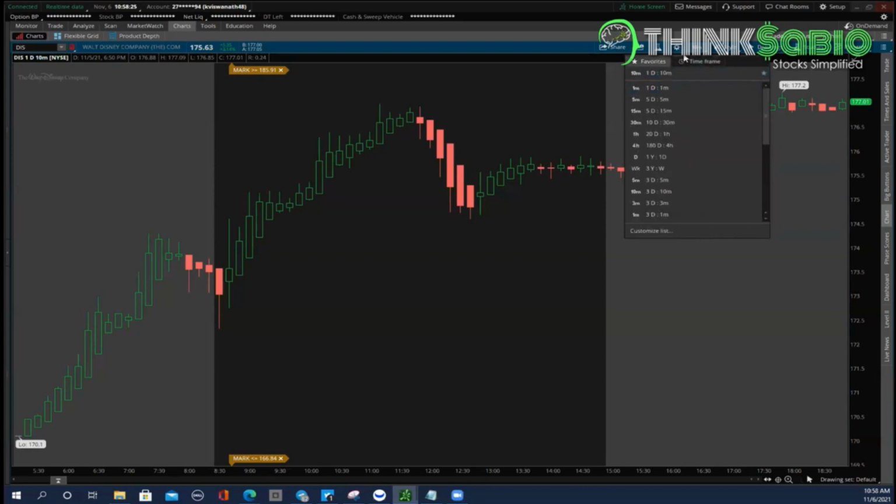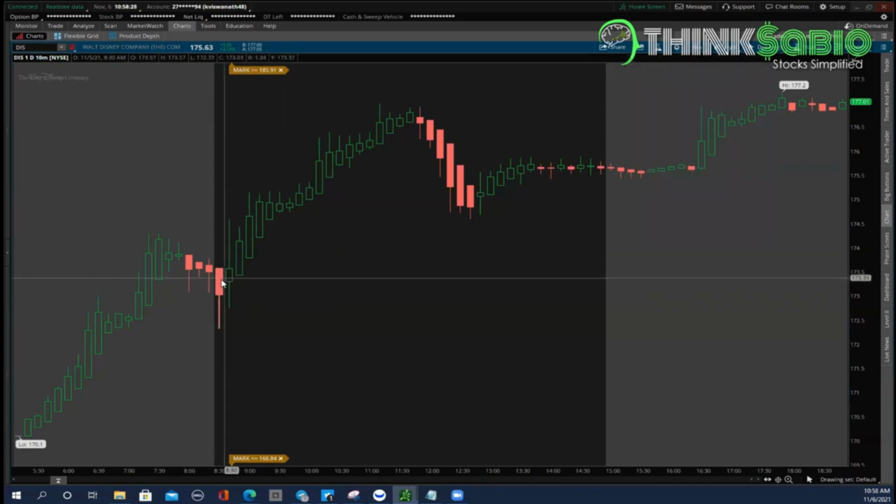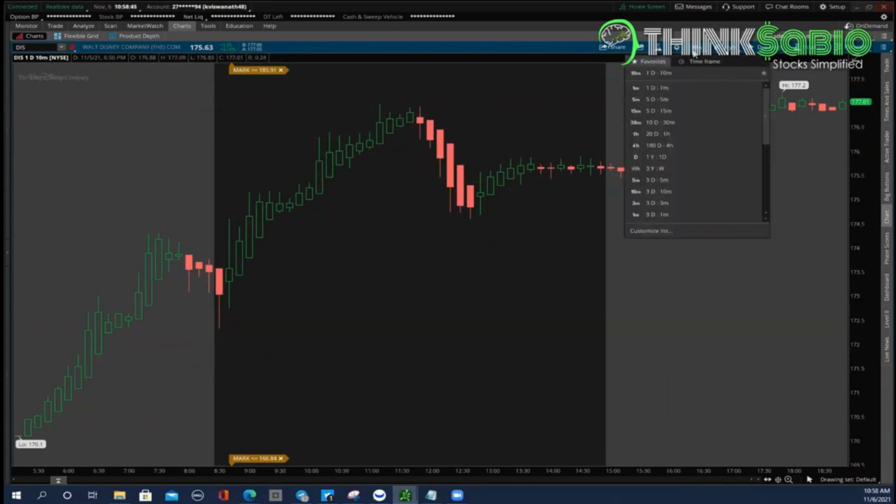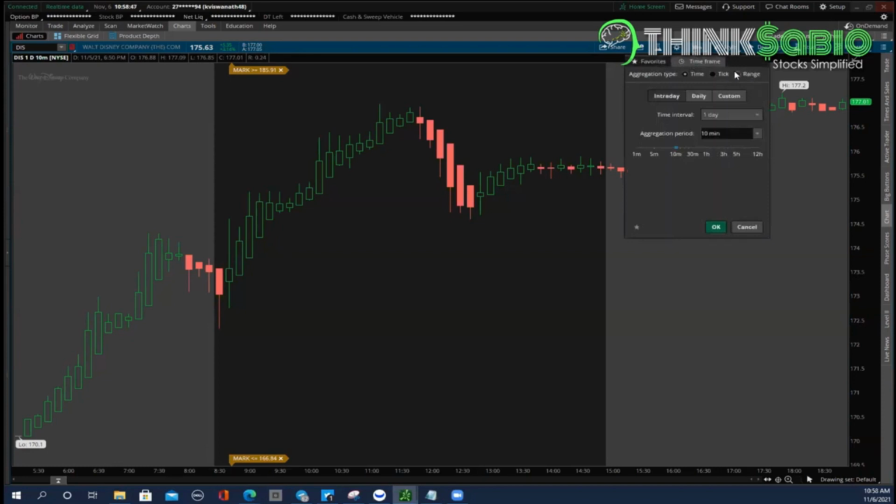So the range is nothing but each candle here has to form every 10 minutes, right? So here it says 10M. That means each candle has to form every 10 minutes. Now, what I found interesting is that there is something called range and a tick within the Think or Swim platform. It is on TradingView as well if you're using it.